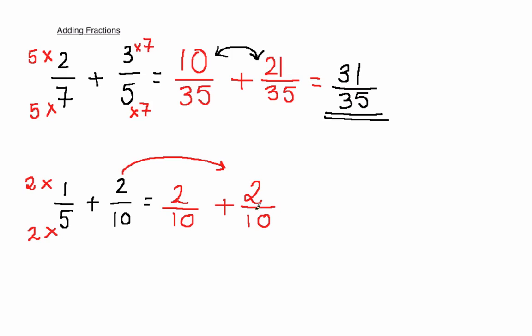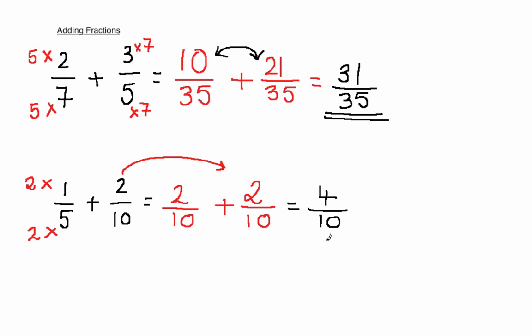Remember what I said about writing down the denominator immediately? So once again, I know the denominators are 10 and 10. So here, the denominator is a 10. And then you add the numerators together. 2 plus 2 is 4.